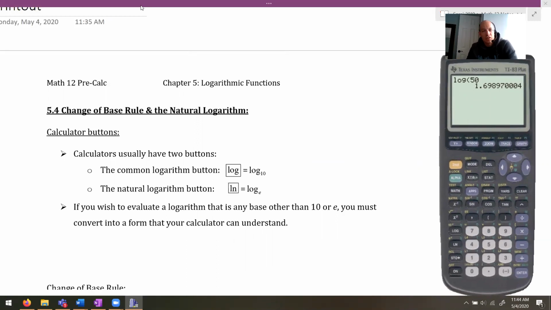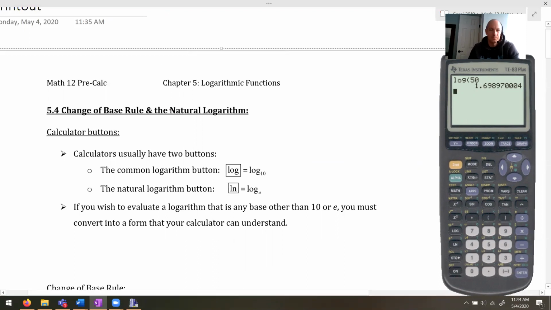So our next section is 5.4. It's the change of base rule and a little bit on the natural logarithm. So basically what we're looking at here is how you can use a calculator and also just some other cool things you can do with this change of base rule.